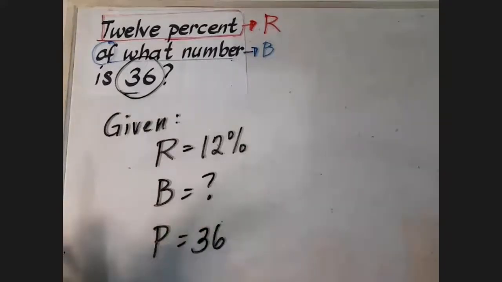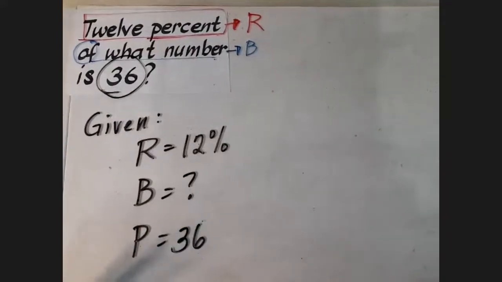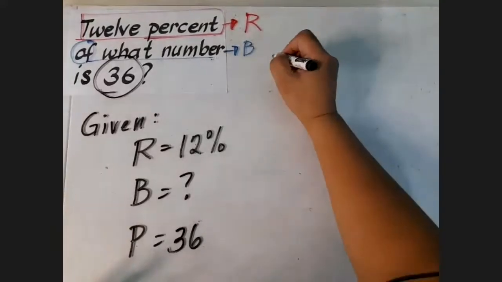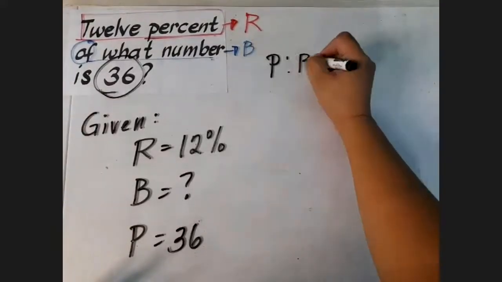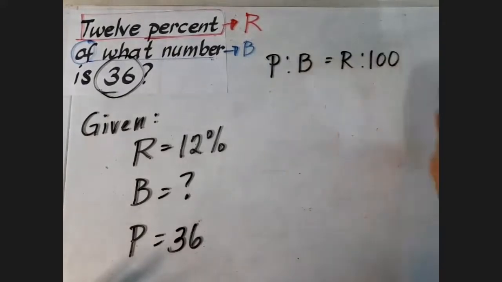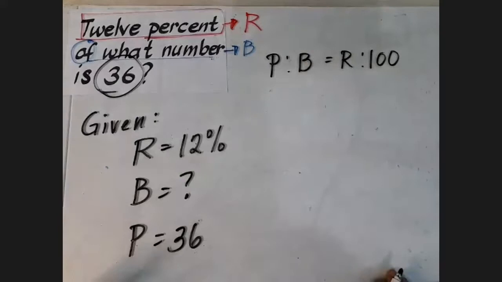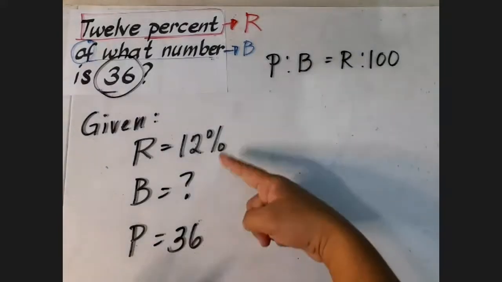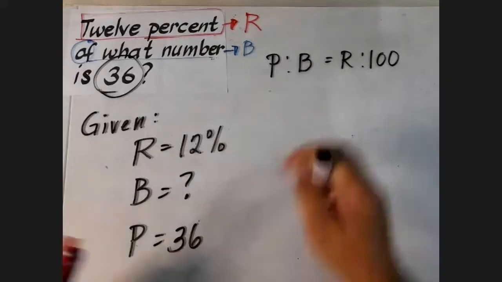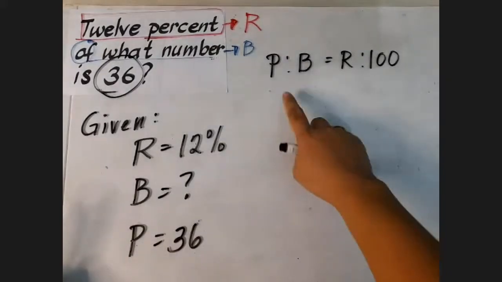But we will not be changing our working equation. It would still be P is to B equals R is to 100. Okay, yun pa rin ang ating equation. Then we substitute these values na given natin dun sa ating working equation. What is P? It's 36.